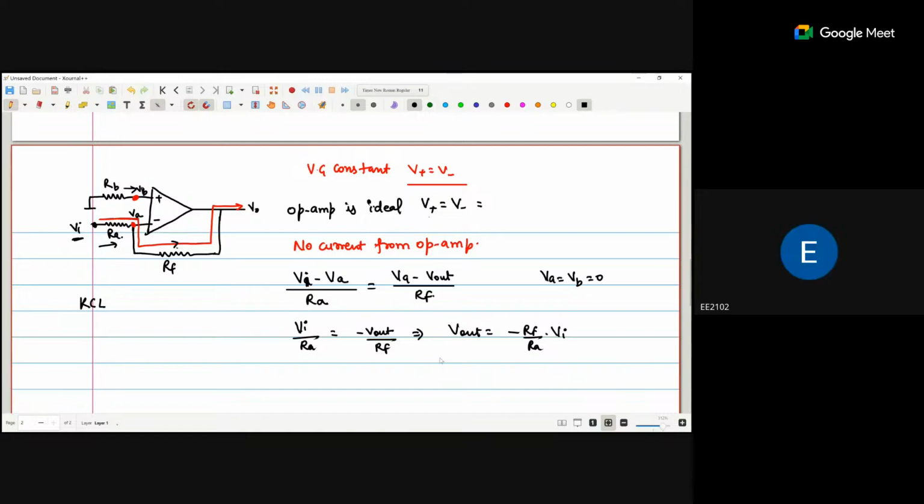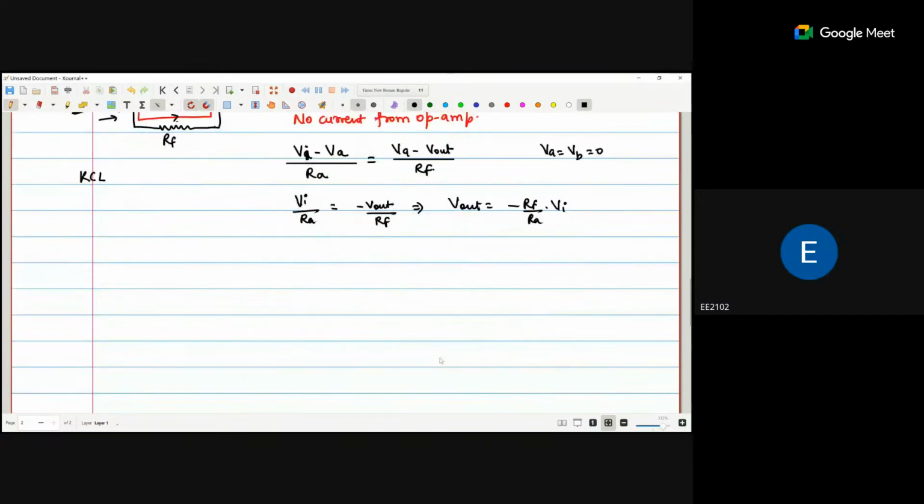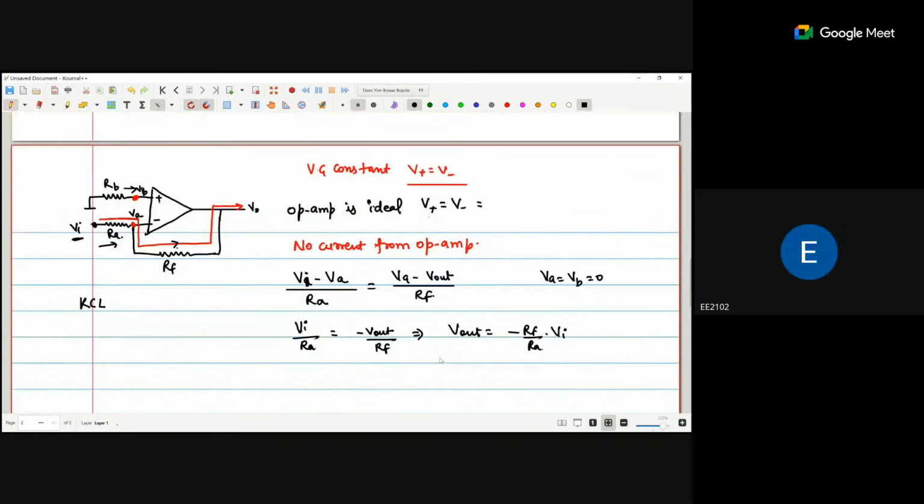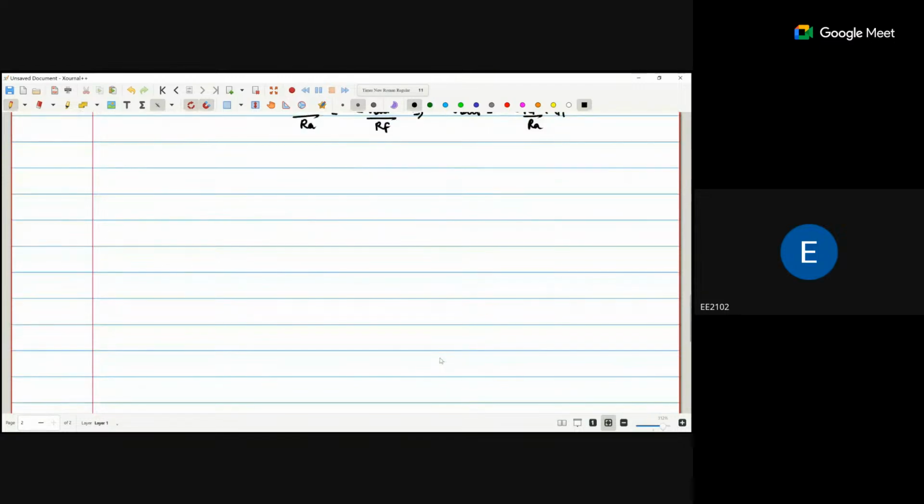In a similar way, we can solve for the non-inverting amplifier. So this is the formula for the inverting amplifier. In a similar way, you can apply it for the non-inverting amplifier also. So I can solve. This is the V out.